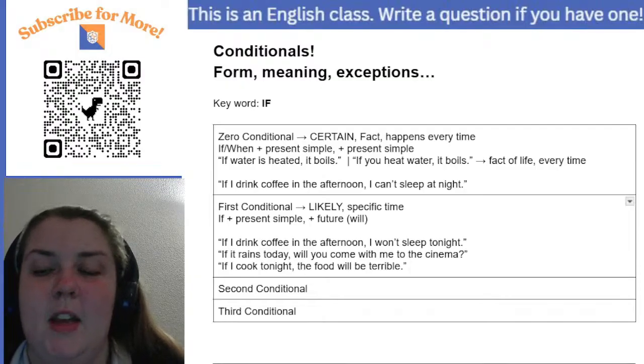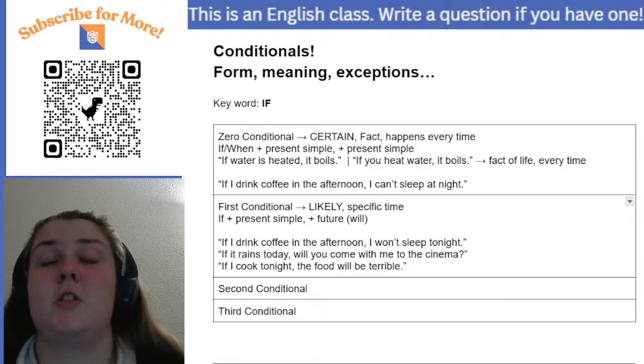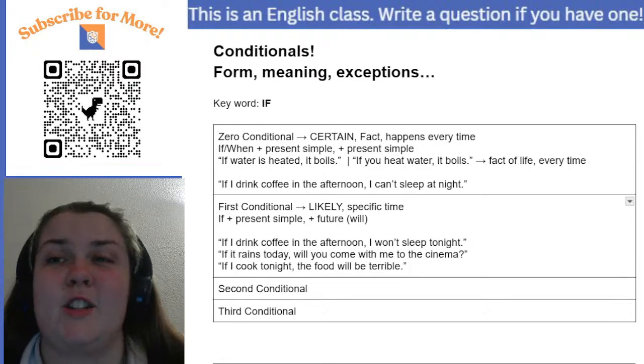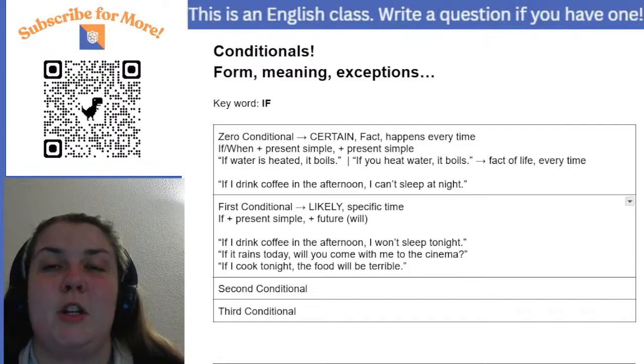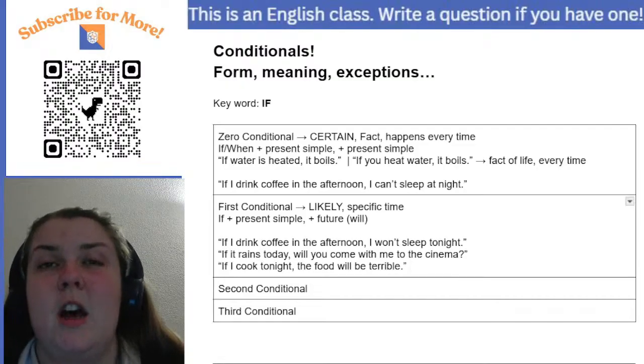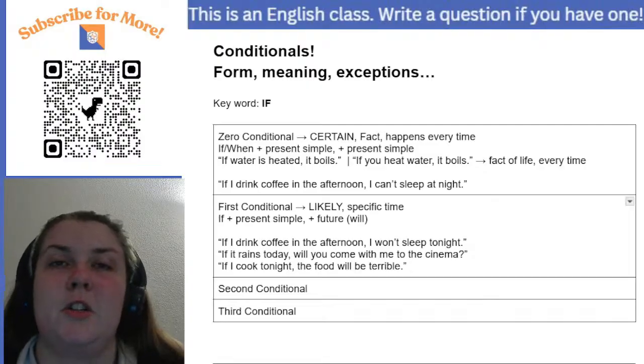Okay? Now, I'm going to stop talking about the zero conditional and I'm going to stop talking about the first conditional. I'm under the impression that the majority of my students understand these two conditionals pretty well.